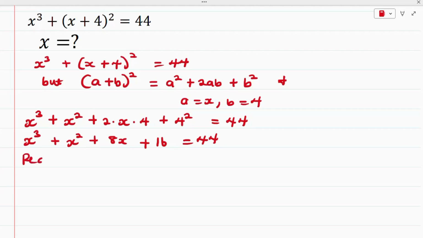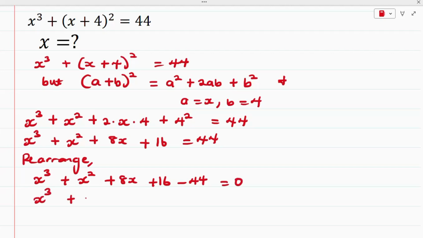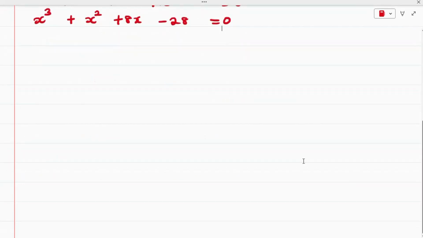So the next thing we want to do is to rearrange and set the equation to 0. So we have x^3 + x^2 + 8x + 16 - 44 = 0. x^3 + x^2 + 8x + 16 - 44 gives us x^3 + x^2 + 8x - 28 = 0. So at this point, we want to apply the rational roots theorem.